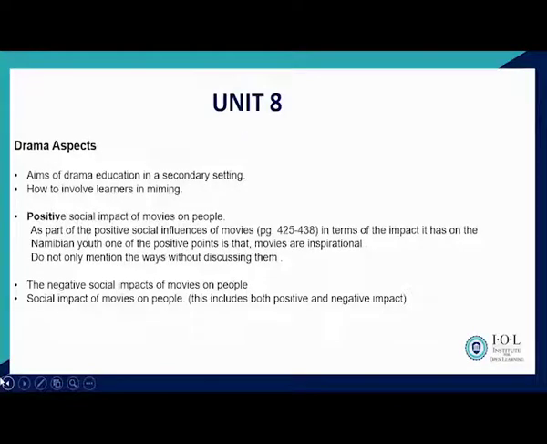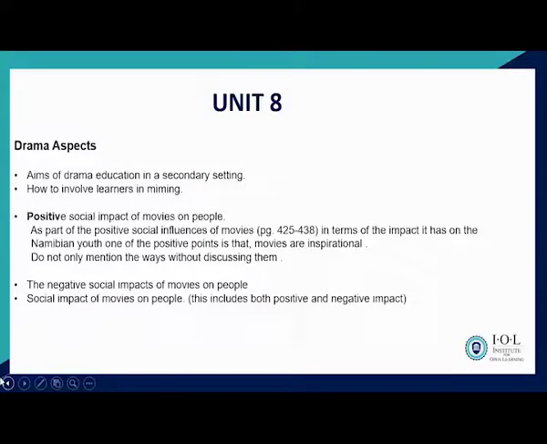Unit 8, Drama Aspects. Aims of drama education in secondary setting, what are these? Why do we have to teach drama to all the kids? How will you as a teacher do it? How will you make sure that learners are interested in this, that they enjoy it? Aims of drama education in secondary setting.